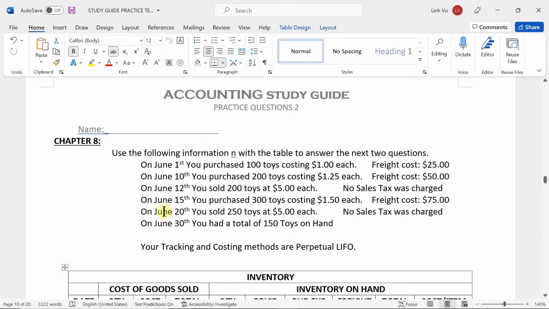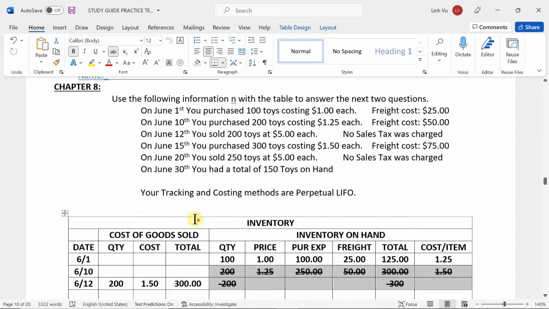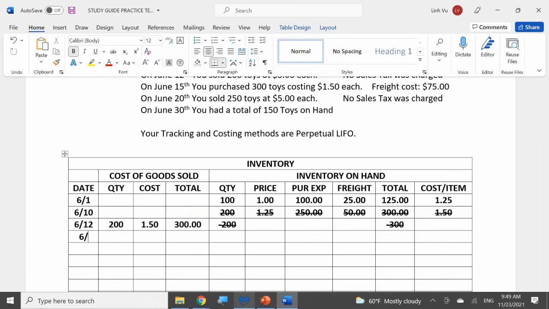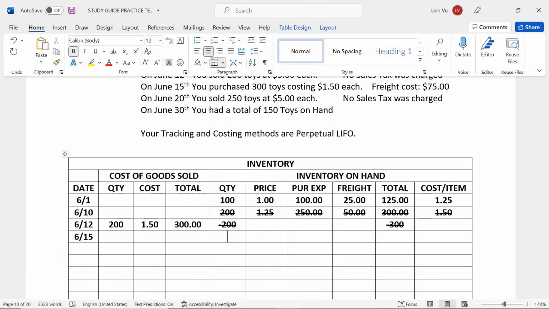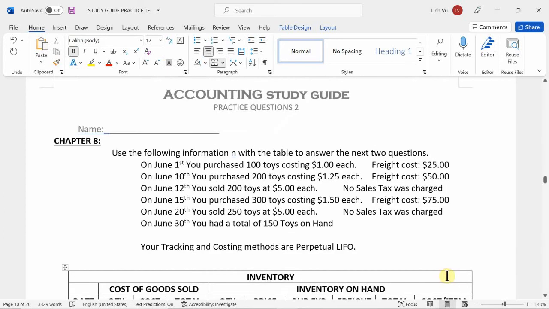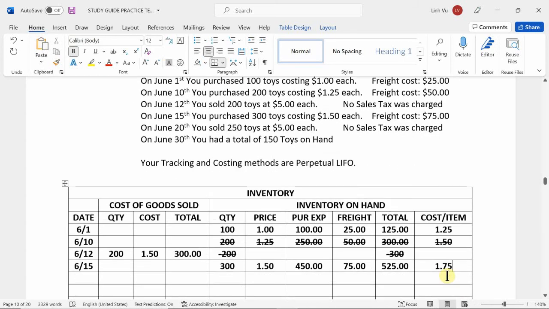So then next is June 15. We end up purchasing 300 toys at $1.50 with the freight costing $75. So in this case, this was $450 plus $75, which gave you $525, which made each item $1.75. Then on June 20th, you sold 250 toys at $5 each, okay?